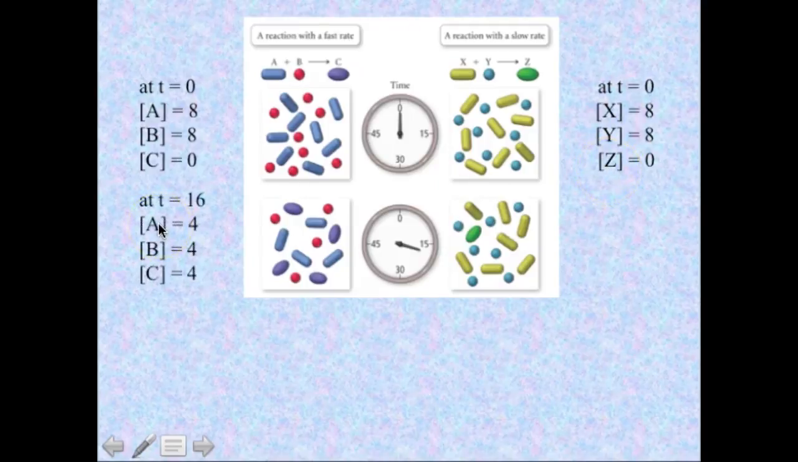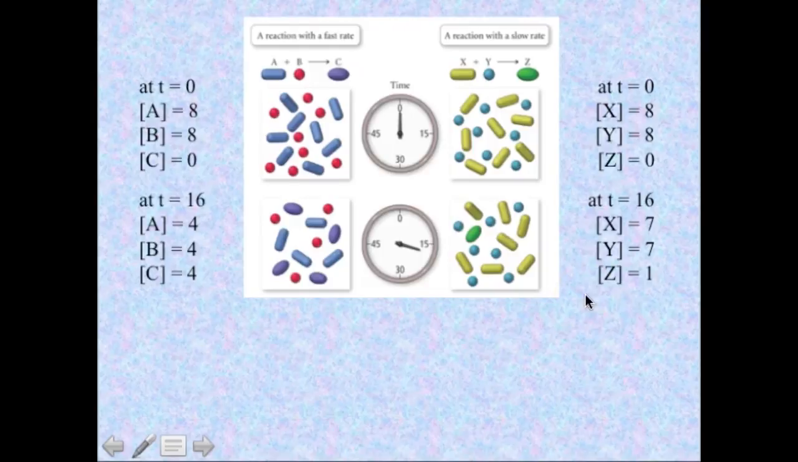So now let's have these reactions run for 16 seconds. At the end of this time, the concentration of A is 4, B is 4, and C is 4. For the second reaction, which is much slower, X is 7, and Y is 7, and Z, the product, is 1. The reaction proceeds much more slowly in this reaction.